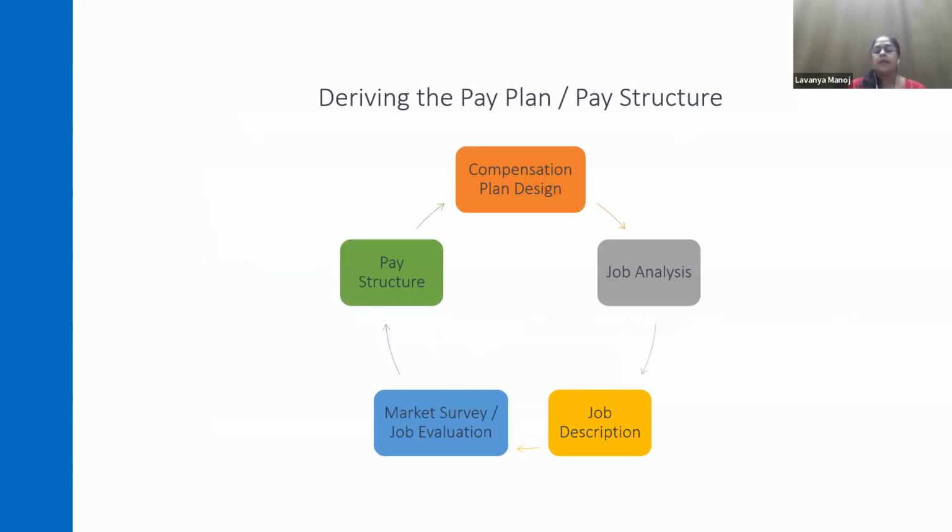Deriving the pay plan and pay structure. Let us first know how to derive a pay plan. For example, say you're in the position of decision making about selecting a group of employees for a new project. So you're selecting the new employees for the company, say 10 to 12 employees. How will you decide their salary?